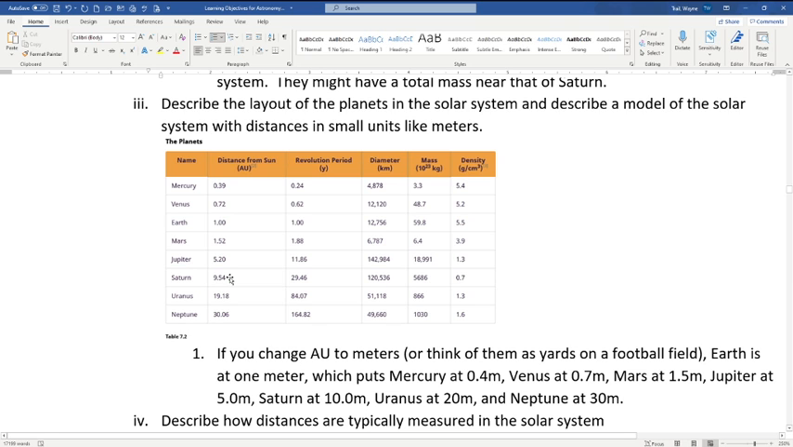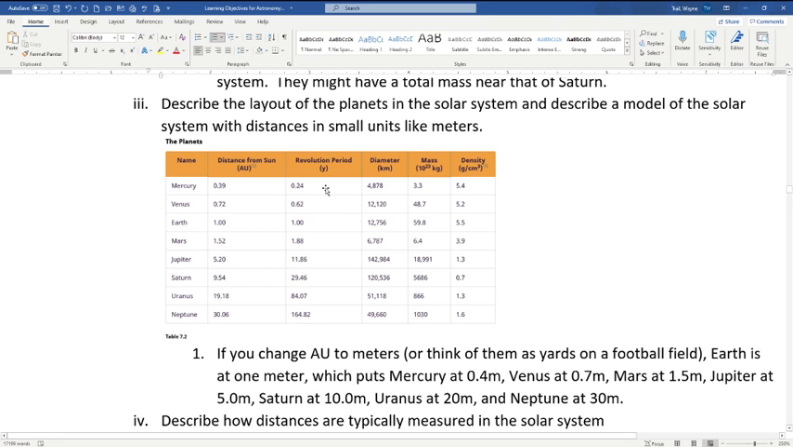Saturn is about 10. If you look at that number, 9.54 is about 10. Or Saturn's about 1 billion miles from the sun. Uranus is about 2 billion, or 20 astronomical units. Neptune is 30. So you can create a scale model of this, and we'll do that in a minute.